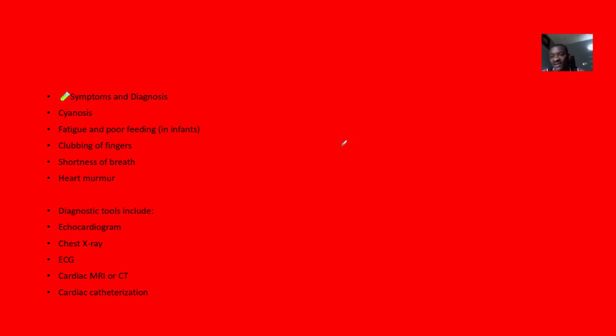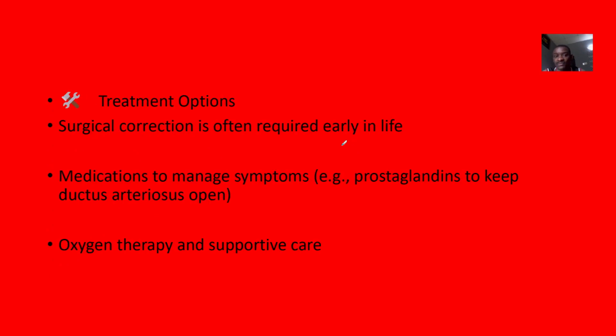So what issues do you have there? The tissues are not receiving enough oxygen, so the baby's body becomes bluish, that's cyanosis. The baby is weak, with clubbing of fingers, shortness of breath, that's breathlessness, and a heart murmur. So how can I diagnose and know the issue? Echocardiography, chest x-rays, ECG, cardiac MRIs, cardiac catheterization.